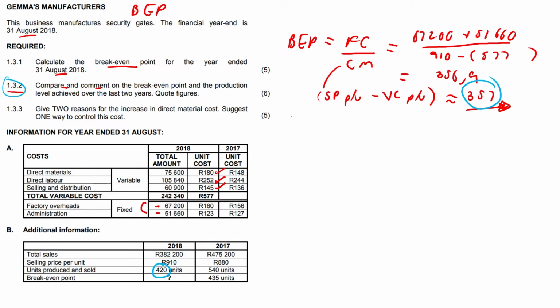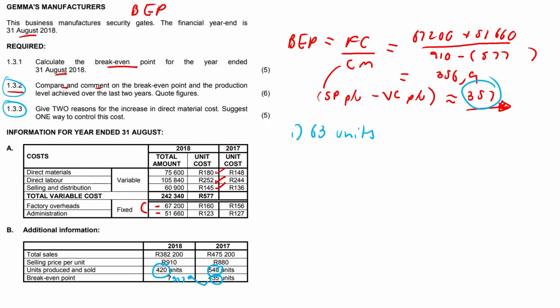So for 1.3.2, firstly, the business produced 63 units more than the break-even point. Or alternatively, the business only made a profit on those 63 units compared to the 105 units that they did last year. So last year, they produced and sold 540 units, but their break-even was 435. So the break-even point decreased from 435 to 357 in 2018. Also, the business produced 120 units less than last year. The 540 versus the 420. Anything along those lines would have scored you the mark.